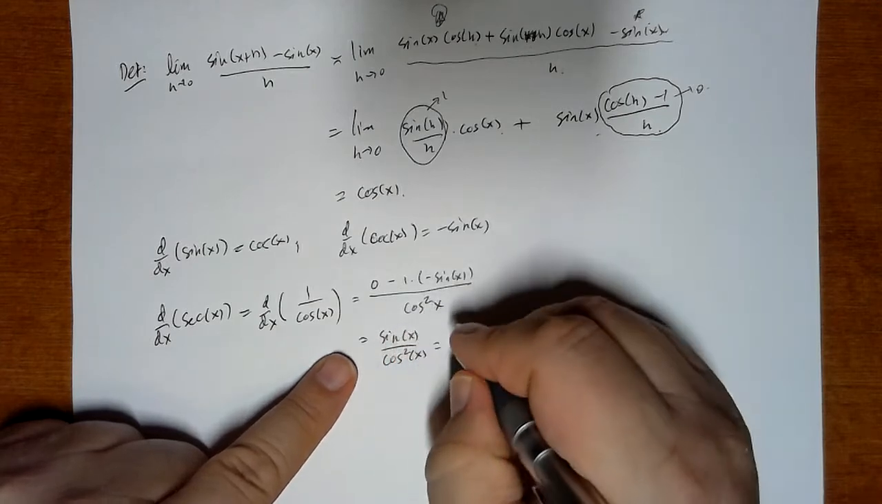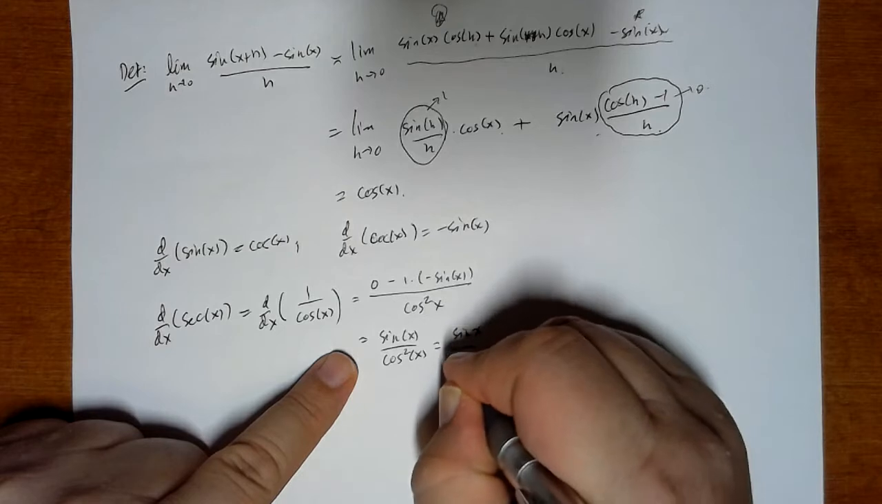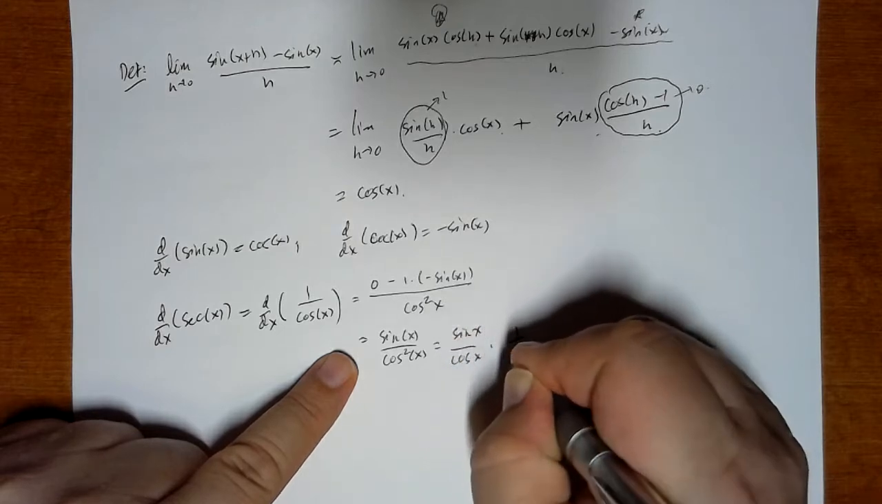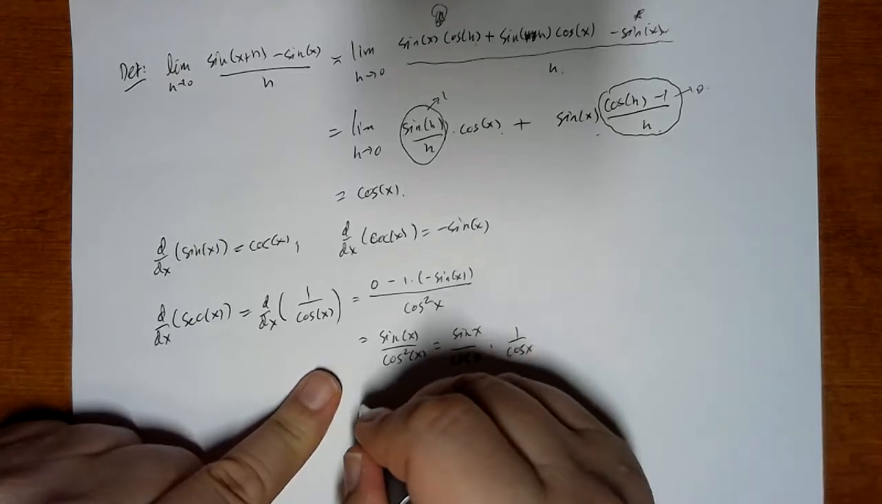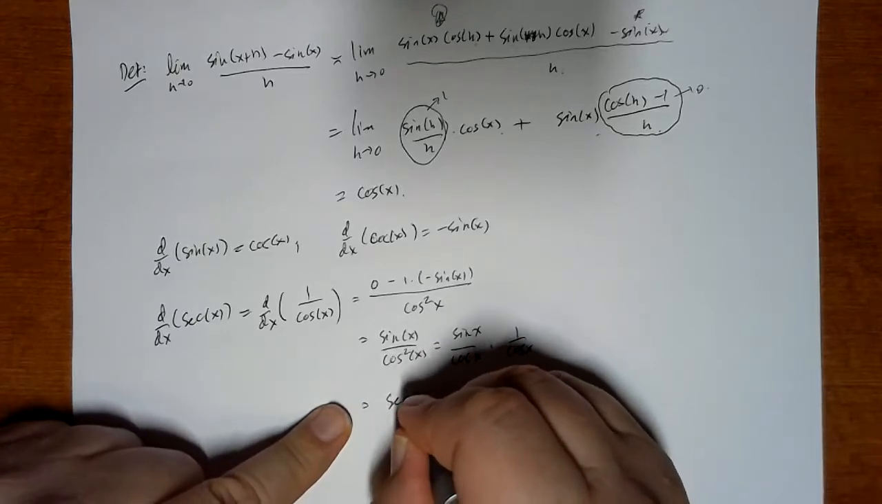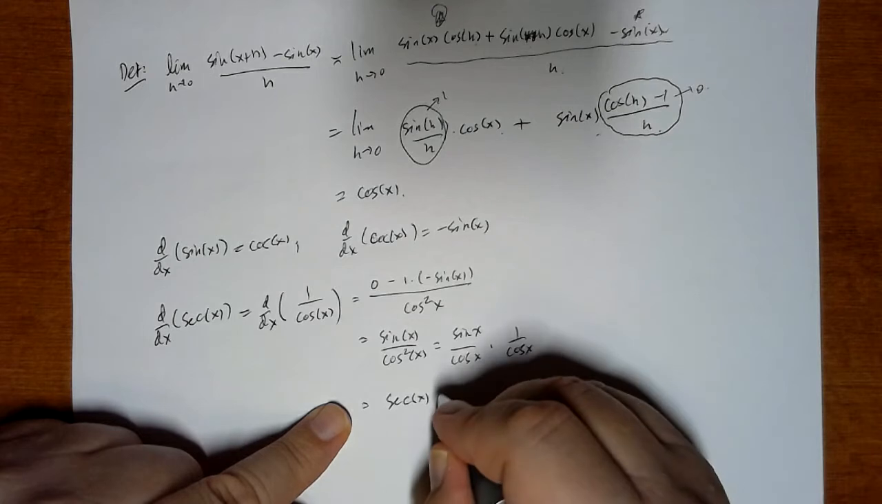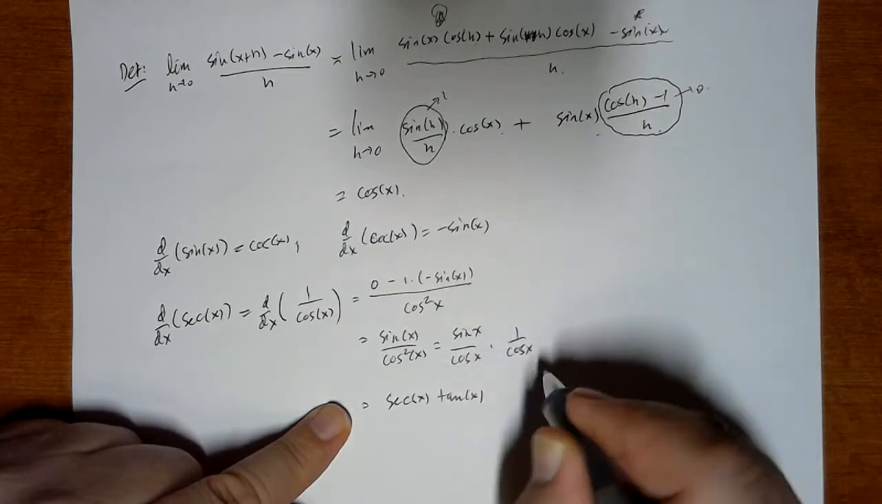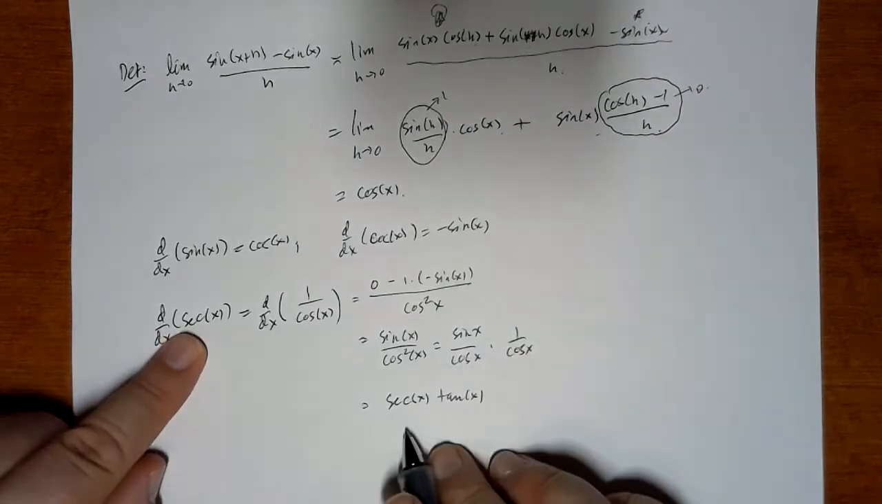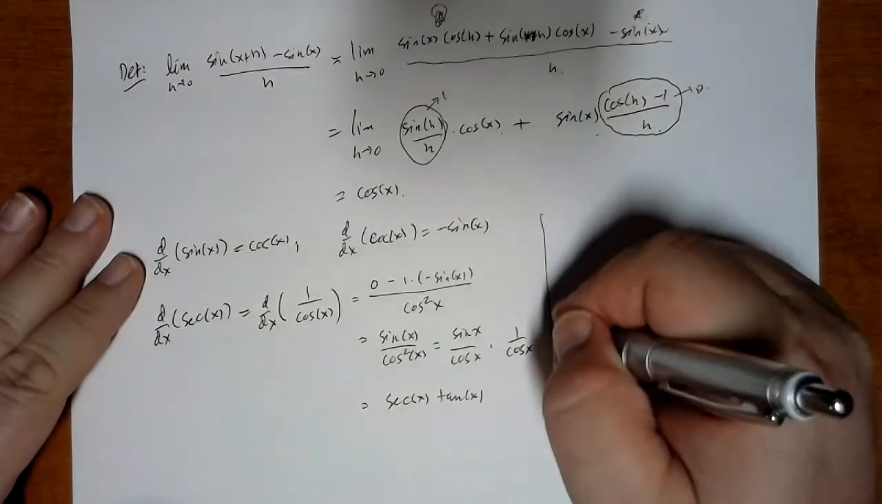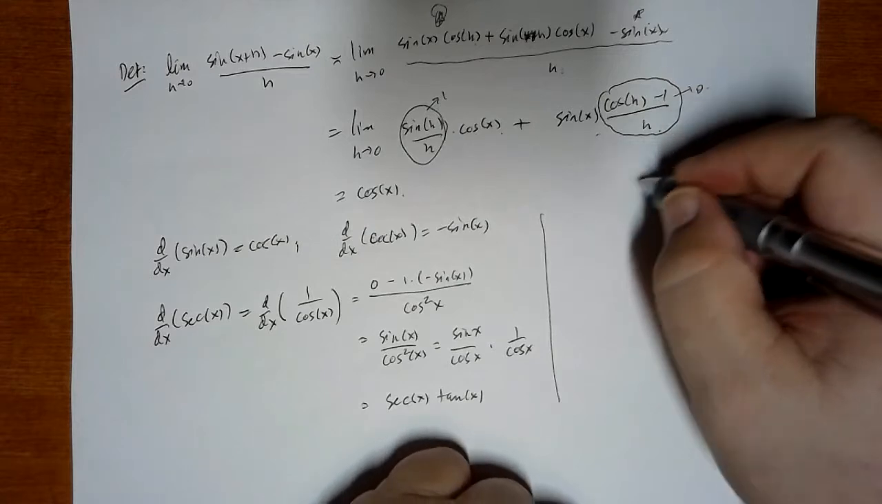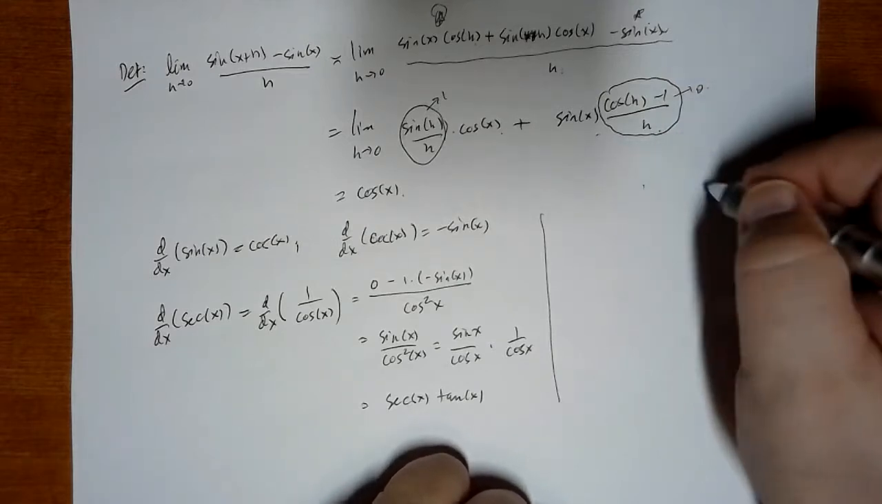But you might notice that that can be written as sine of x over cosine of x times 1 over cosine of x. 1 over cosine of x is the secant. Sine over cosine is the tangent. Good. So the derivative of secant is secant tangent. All right. So similarly, you can show the following. Let's just go ahead and write down all the rules now in one place.